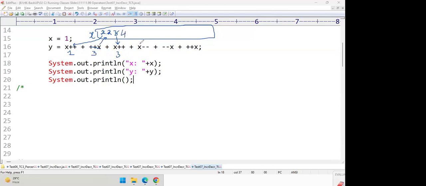Next, x minus minus: read 4, then decrease to 3. Next, plus plus x. First decrease 3 by 1 to 2, then read 2. Plus plus x: increase 2 to 3, then read 3. X value 3, Y value, add all: 16. 1 plus 3, 4 plus 3, 7 plus 4, 11, 11 plus 5, 16.